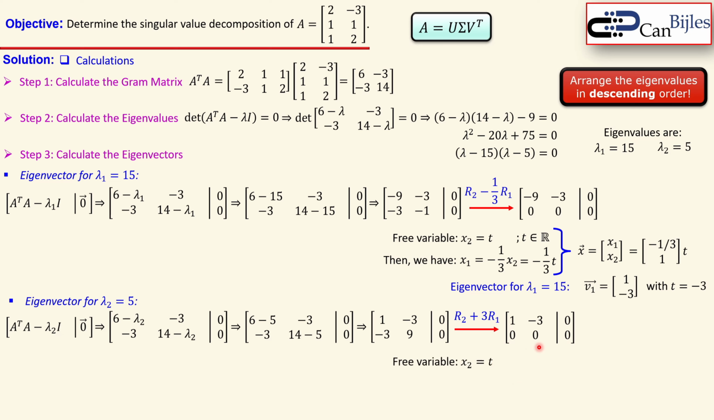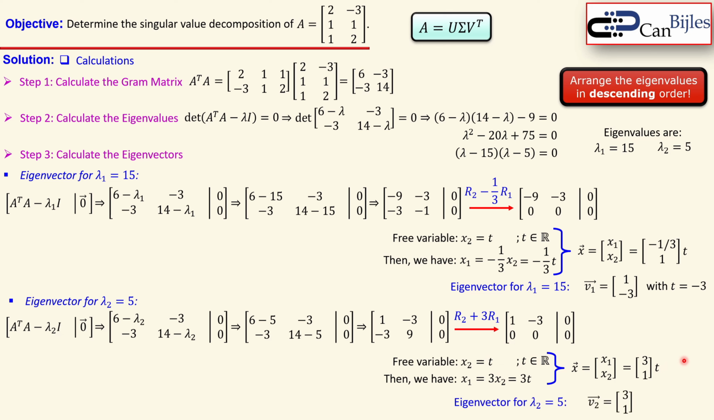Again, the free variable is x2 because that's the second pivot. Again, in a similar case, you see here x1 is equal to 3 times x2, because if you go to the right side, that will be 3 times t. And now you get your vector in the general form using t. You get 3, 1, because that's the 3 for x1 and 1 for x2, and outside you have t. Again, we pick a convenient value for t. In this case, I think t equal to 1 is the perfect choice. So we get 3 and 1, so we get now your second eigenvector.